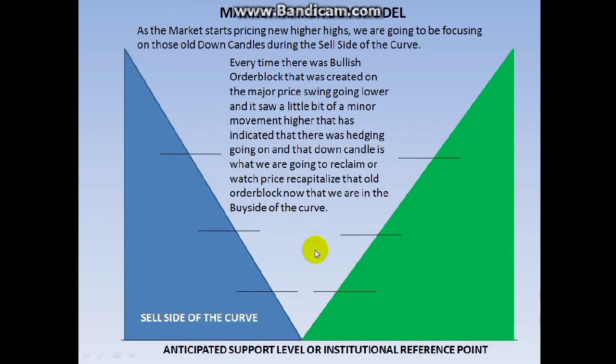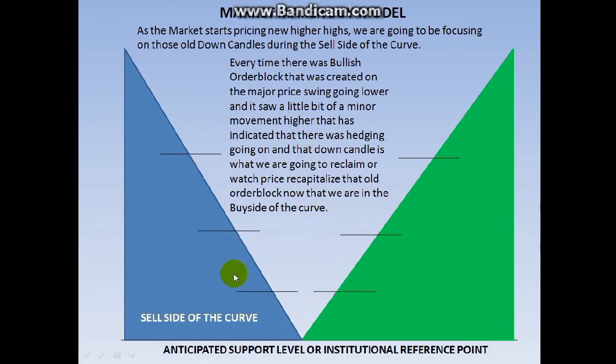So let's go down further so that we can understand it more. Every time there was a bullish order block created on the major price swing going lower, and it saw a little bit of a minor movement higher, that indicated there was hedging going on. That down candle is what we are going to reclaim, or watch price recapitalize, that old order block now that we are in the buy side of the curve.